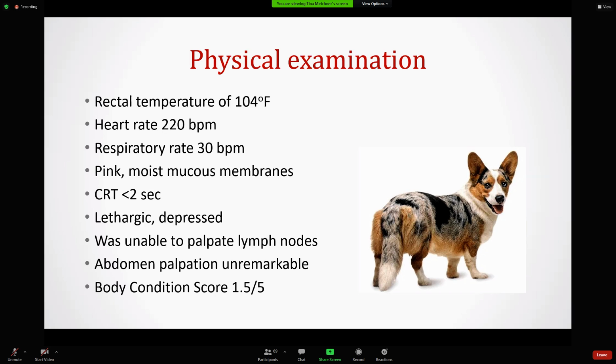There are some palpable lymph nodes that we usually always find. These are the mandibular lymph nodes in a dog, the prescapular lymph nodes, and the popliteal lymph nodes. So those that sit behind the knee, those in front of the shoulder, and those under the mandible. They couldn't find any in this dog. He was also in pretty poor body condition, so he lost a lot of weight.